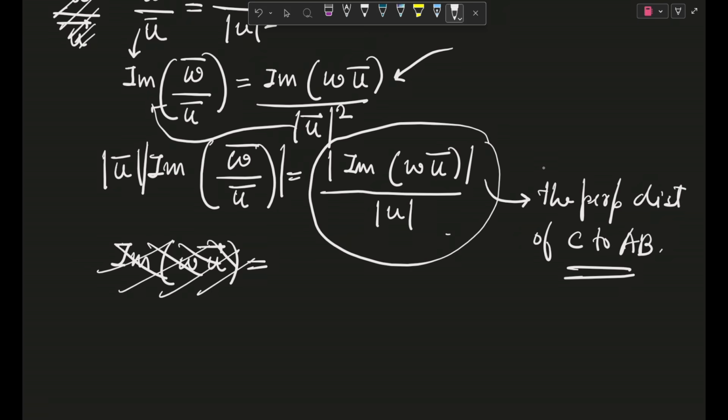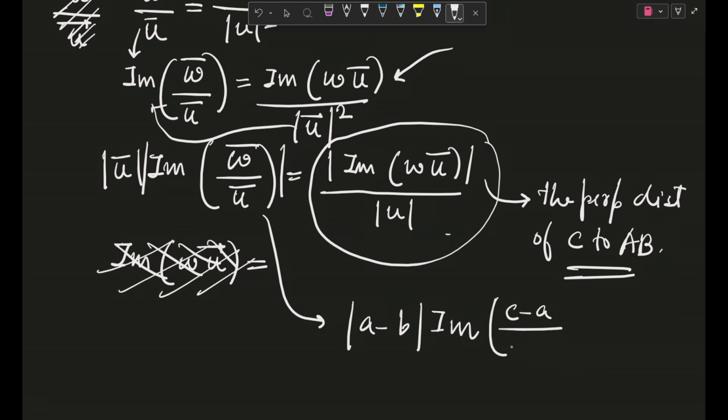I haven't done it because there is a little bit of a crisis of time. The video will get too long otherwise. You can test it if you want, it will definitely come. So guys, this thing is the thing we want, and so our quantity will be this. Very much mod u is b minus a, and this is the imaginary part of w by u. So c minus a by, I guess this will be b minus a.